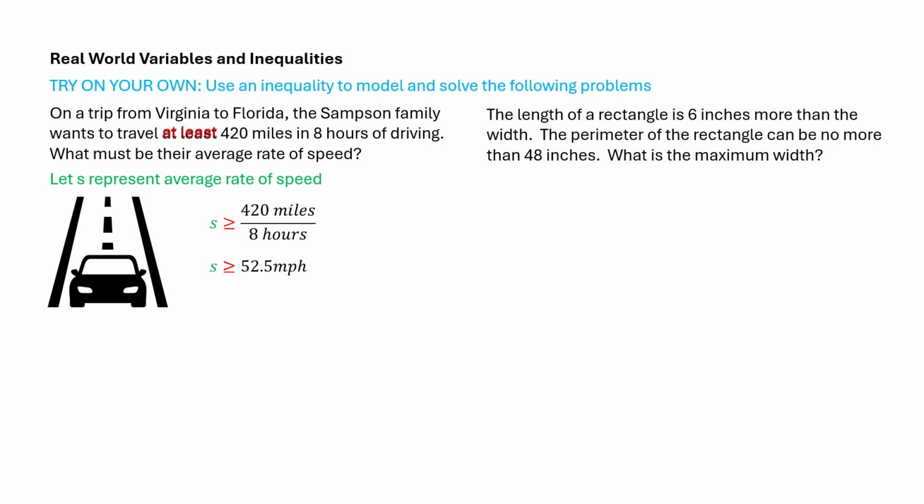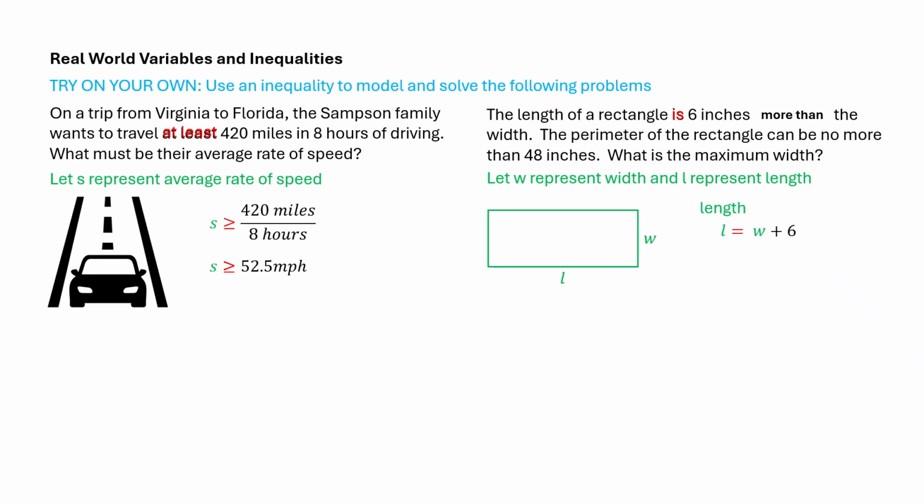We have a rectangle, and we're going to let W be width and L be length. All right. So I like pictures. But here's a rectangle. And let's see, the length of the rectangle is 6 inches more than the width. Okay, so the length part is definitely not any inequality, even though you see more than. This is actually an equation. The length is width plus 6.